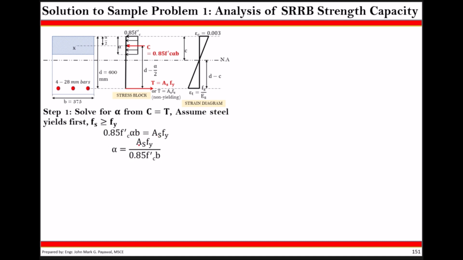Everything is given. As is from the section. Fy is the yield strength of your steel. 0.85 is a constant. Fc prime is also given, and the width is 375. Computing for alpha, inserting all the values, it would result to 120.199. We need to store that value because if this is accepted, we will be using the exact value in computing for your design strength. Remember that your area of steel is taken as 4 times the individual area, pi over 4 multiplied by 28 squared.